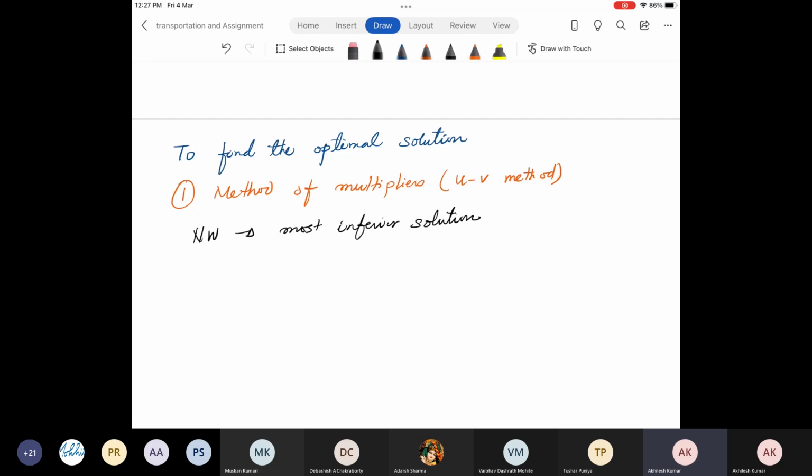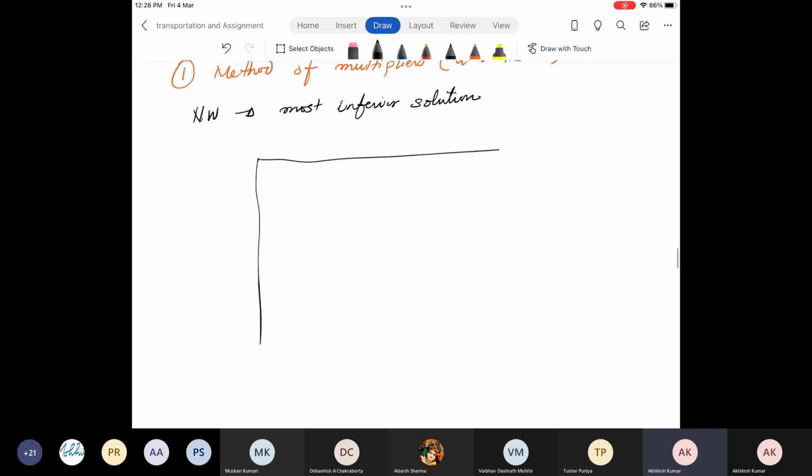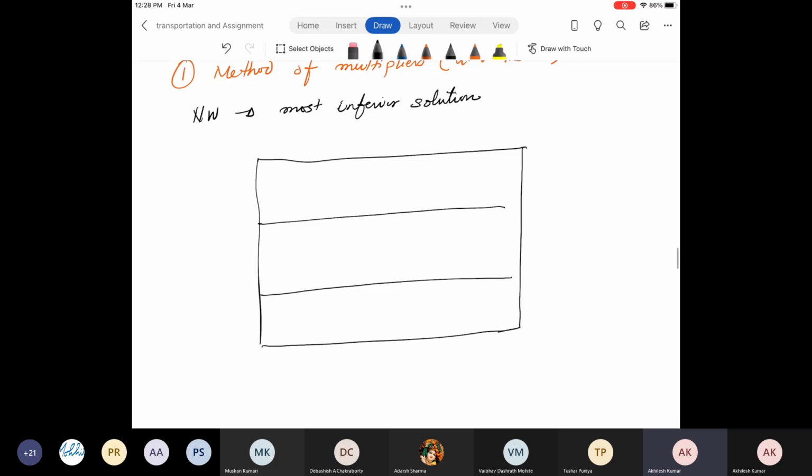If I have specifically mentioned to find the initial basic feasible solution using a particular method and then use the method of multipliers to find the solution, then you have to use that method. The reason I'm using the northwest corner method is because we have the most inferior solution, so I will be able to show you some iterations and how to do it. Again, try to make a bigger table here because there is a lot we need to do in the cells.